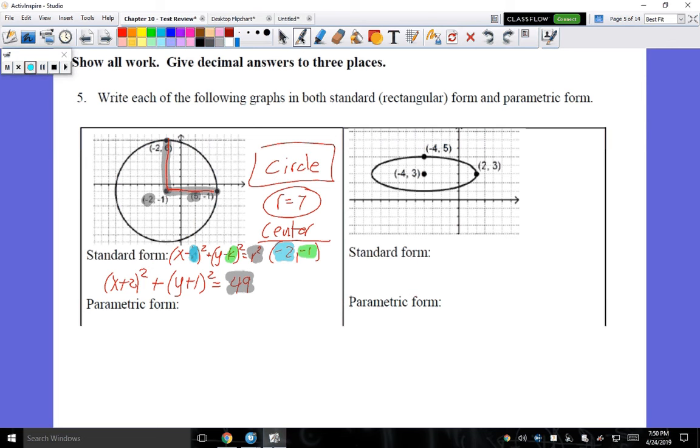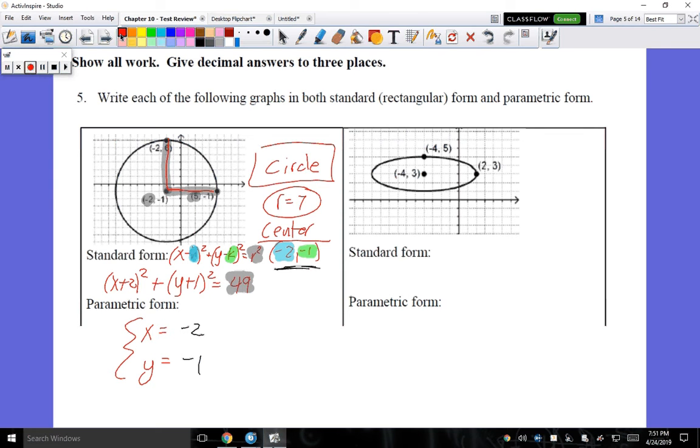So let's look at the parametric form. In parametric form, we have x and we have y. And remember, the very first numbers that we put are in fact the center of this circle. So x is -2 and y is -1. We don't interpret the opposite here. It's exactly what it is because it's not in parentheses. So we're not going to interpret the opposite signs.